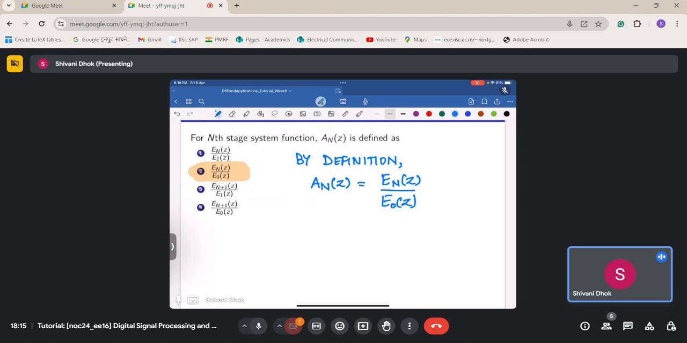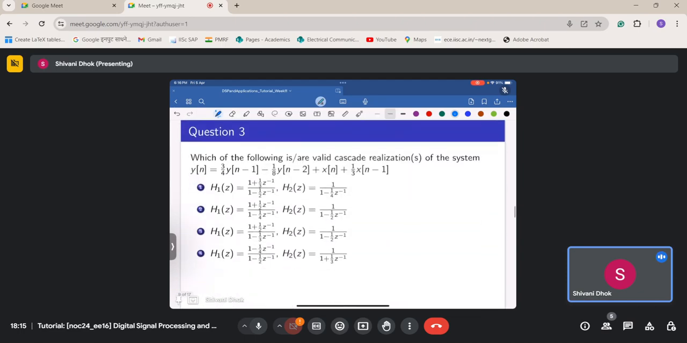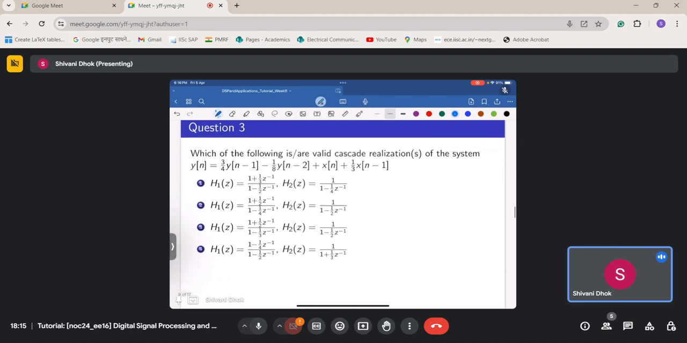So again, there is nothing new in this question, just a free marks giving question in last year's assignment. I hope there won't be any query in this particular question, so I'll quickly move on to more important questions that I wanted to cover today. So here is the first important question that asks us to do cascade realization.